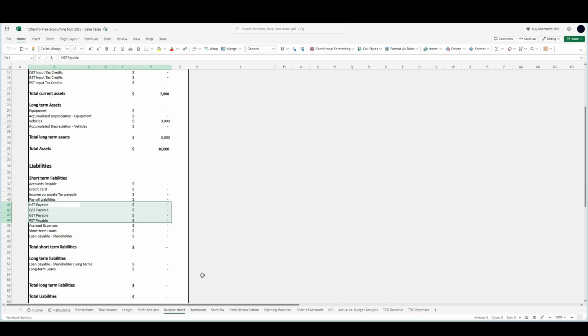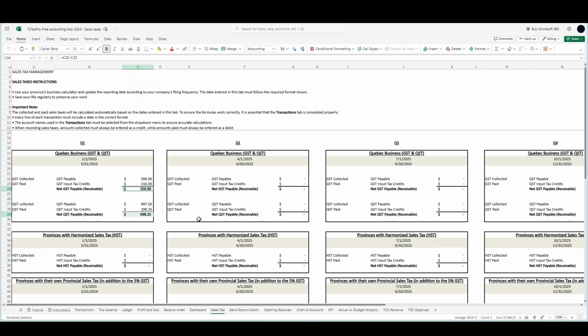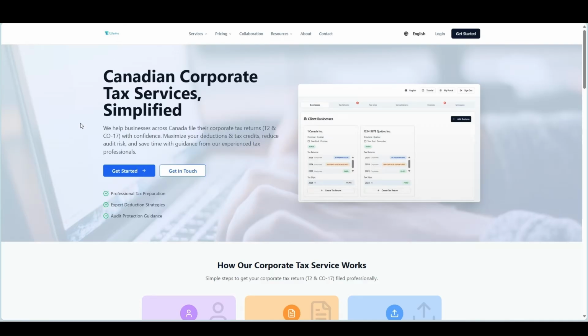You now have the foundation to confidently record, validate, and file your sales taxes, whether you're dealing with GST, QST, HST, or PST.